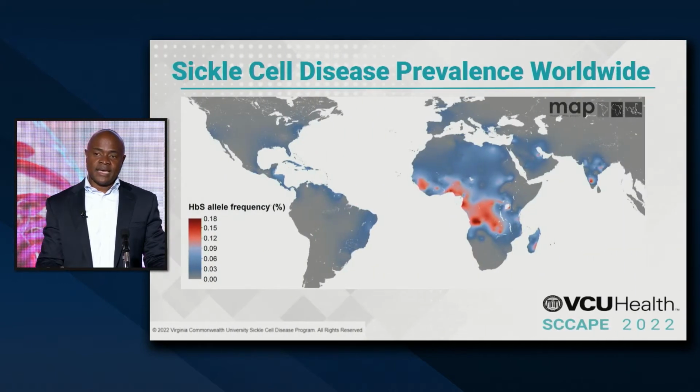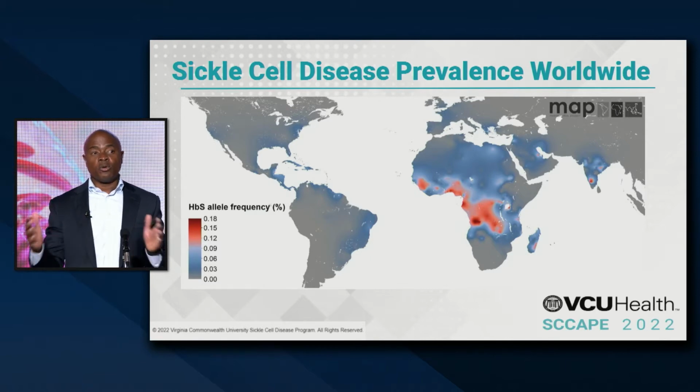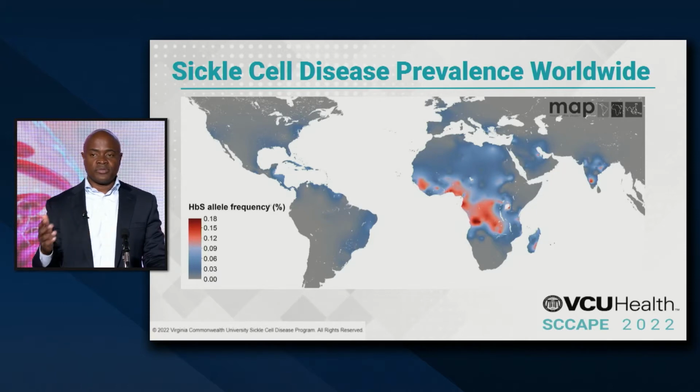Now, that being said, sickle cell disease obviously is a global disease. And this map just shows the worldwide prevalence of where you see the highest incidence of sickle cell disease.